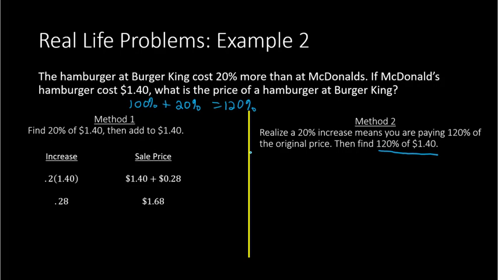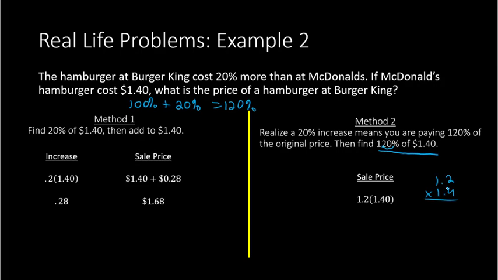So that's another approach. If we just find 120% of 140, that gives you the same answer. So we multiply 120% times 140. 120% as a decimal, move our decimal point over 2 places, that gives you 1.2. So we have 1.2 times 140. It's 1.2 times 140, or 1.4, same thing.